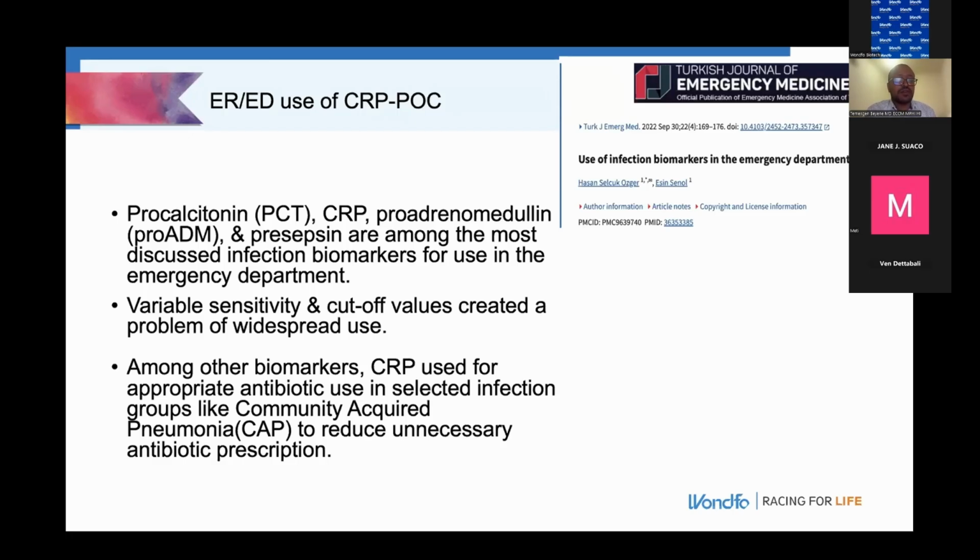So procalcitonin, CRP, and the others, proadrenomedullin and pepsin, these are all biomarkers which can be used in the emergency department. But the issue is they all have variable sensitivity and different cutoffs. This created a problem to reach a consensus, at least from the CRP consideration. The papers that are coming out these days say CRP can be used at least for the syndromes that arise in the respiratory system, particularly for community-acquired pneumonia, to reduce unnecessary antibiotics prescriptions.